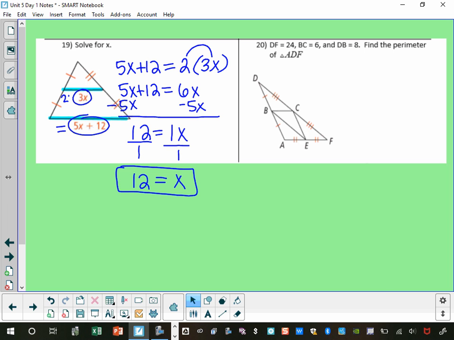Alright, for number 20, I want you guys to think about some things. Do you guys see these hash marks? Like 1 hash mark and 1 hash mark. Then we have 3 and 3, and then 2 and 2. That means that these two are congruent, those two are congruent, and those two are congruent. If you have the same hash mark, then it's going to be congruent to each other. So look at your directions. DF equals what? 24. So I want you guys to do exactly what I'm doing. That whole side is 24. That's what they told us, DF.